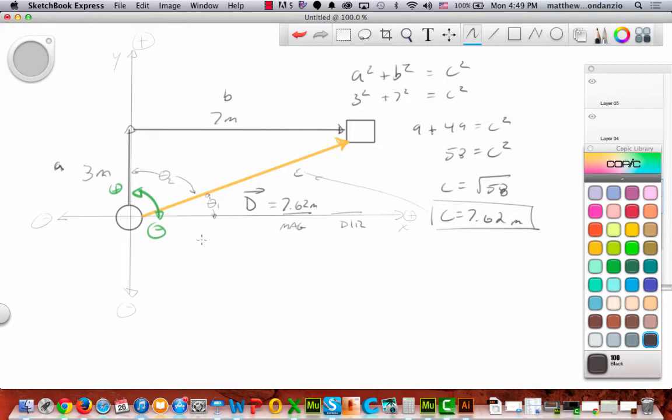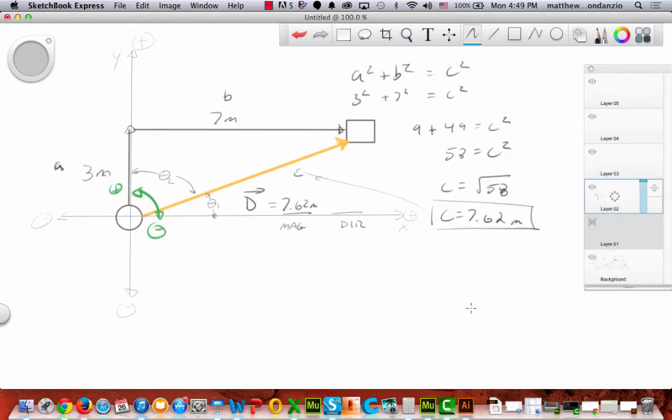So we can figure this angle out. We can figure either angle. It doesn't really matter. We're going to start with theta 2 because it's going to be easier to see. And you can figure it out three possible ways, now that you know the length of this line. So to do this, we're going to use SOHCAHTOA.